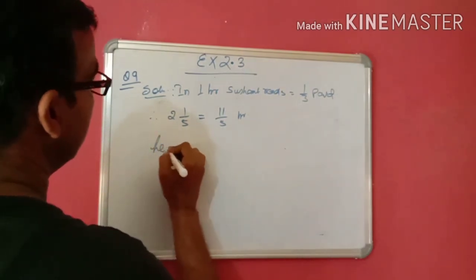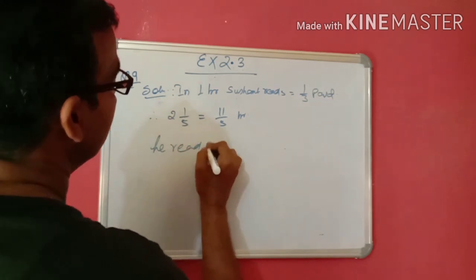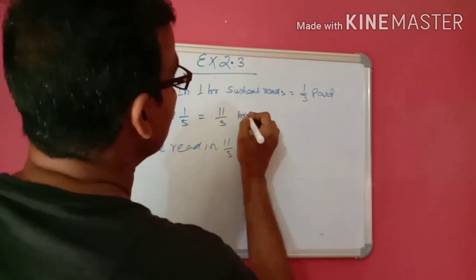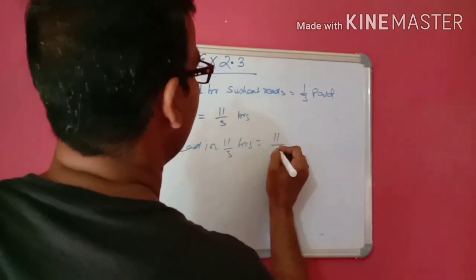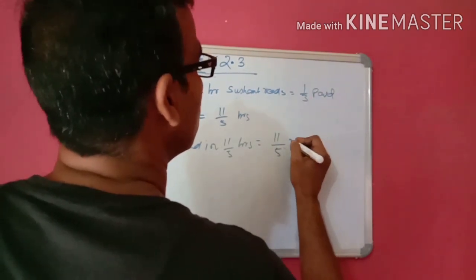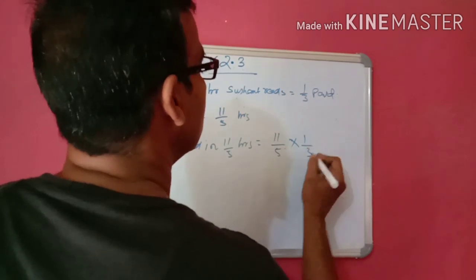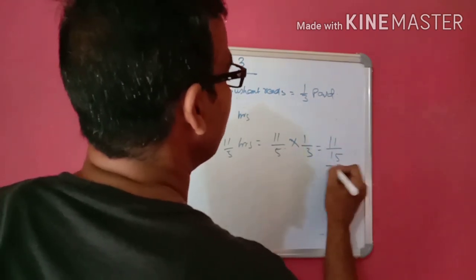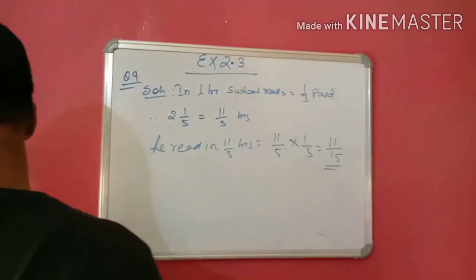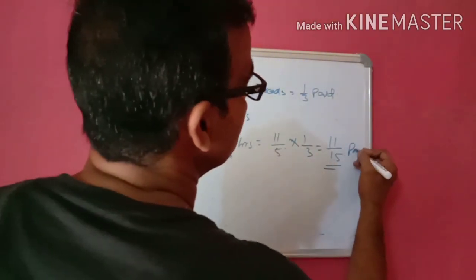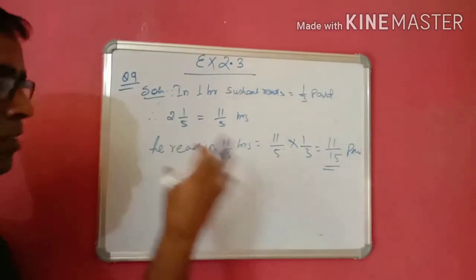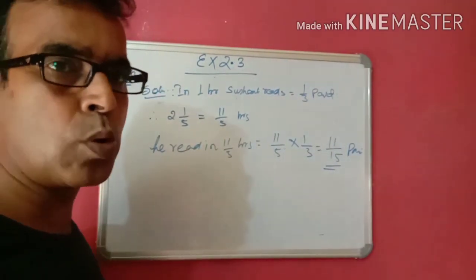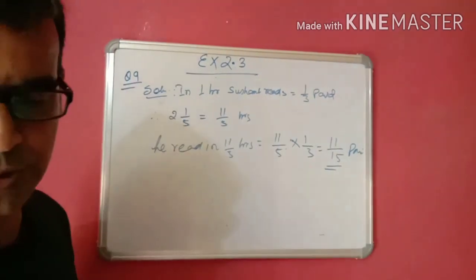Therefore he reads in 11 by 5 hours: 11 by 5 into the part, which is 1 by 3. So it will be 11 by 15 part. This is your required answer. This is the sums of 2.3. Now we have to move to exercise 2.4.